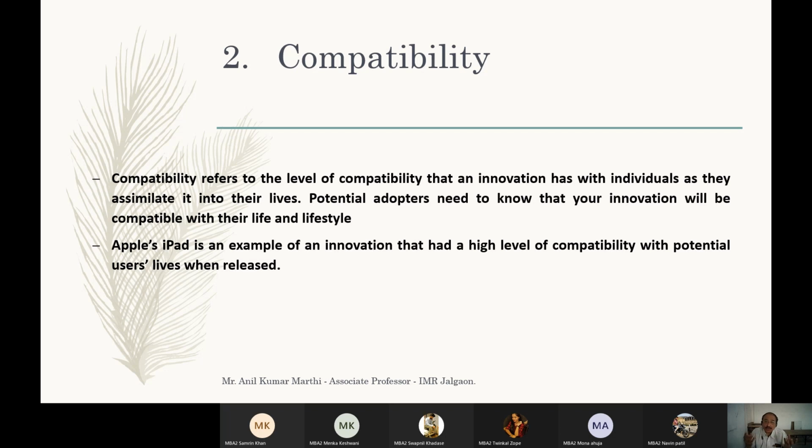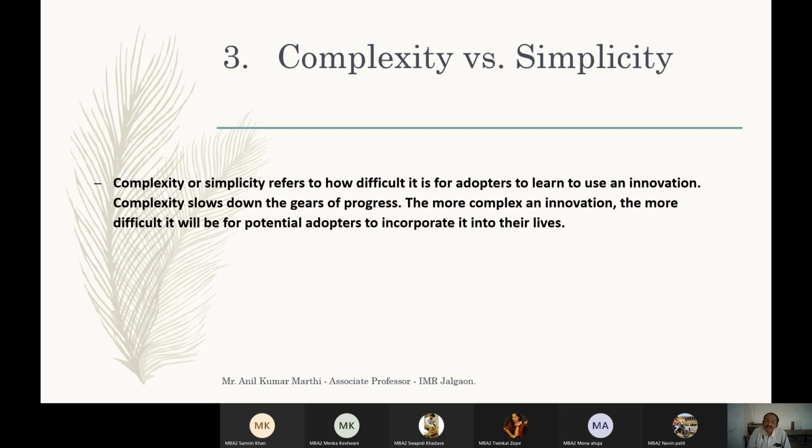How compatible the new product or even an innovative product is to our lives and our lifestyle. Okay, so these are the first 2 characteristics. The third one is complexity versus simplicity. Which do you prefer, if you are given an opportunity? Complexity and simplicity, which one will you prefer? This is one of the criteria for decision making. Complexity or simplicity refers to how difficult it is for adopters to learn to use an innovation.